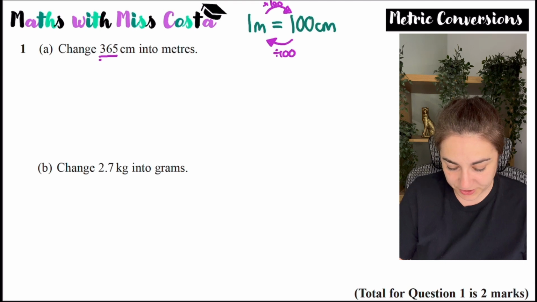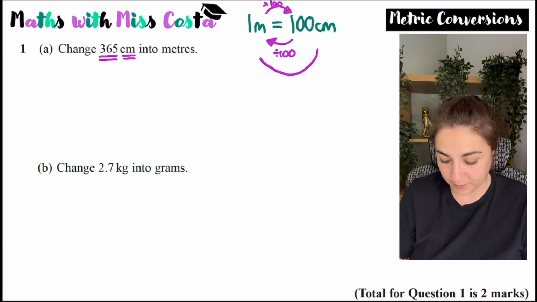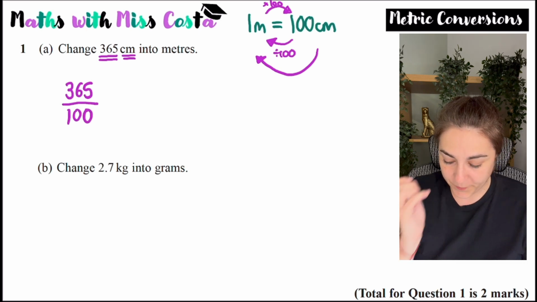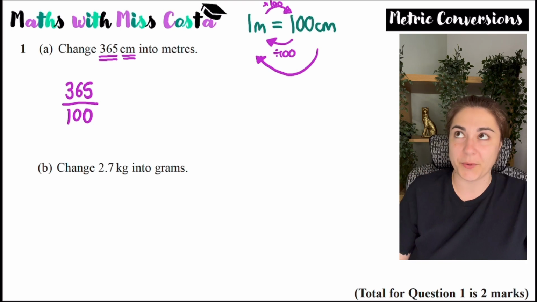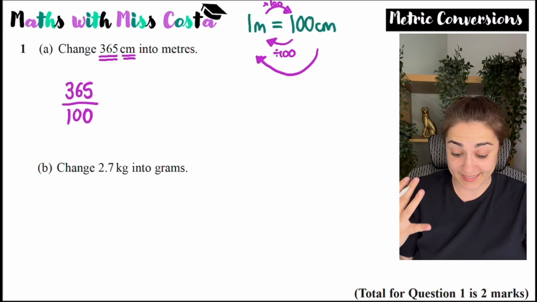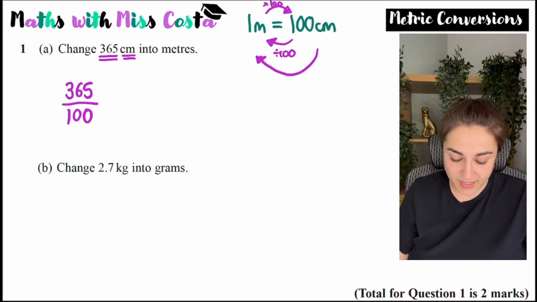So I know that I need to change 365 centimeters into meters. So I'm going from centimeters to meters. So I'm going to need to divide by 100. So 365 divided by 100. Now, this is a non-calculator paper. So if you struggle dividing by tens and hundreds, then you could write it as a fraction.